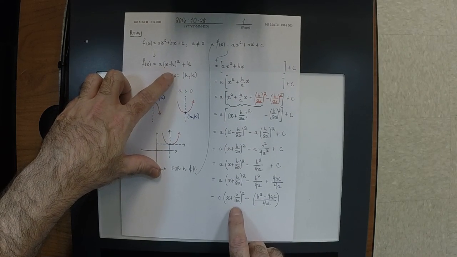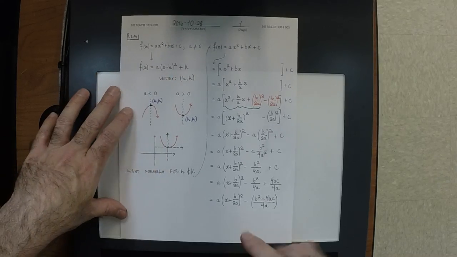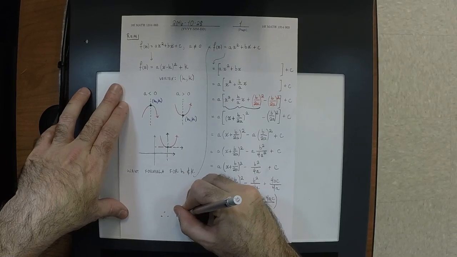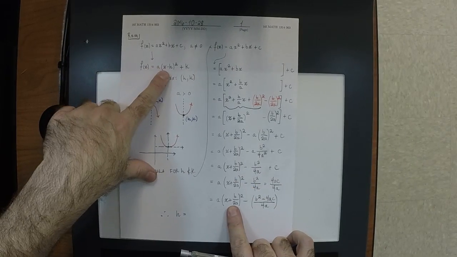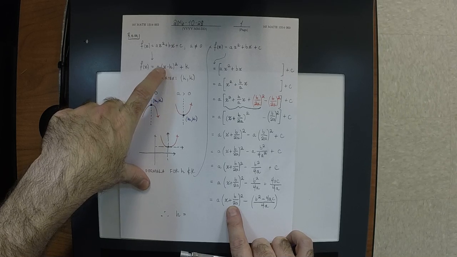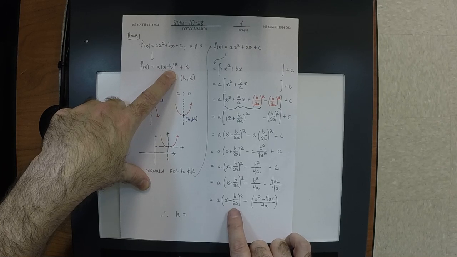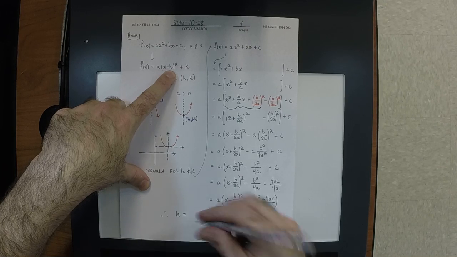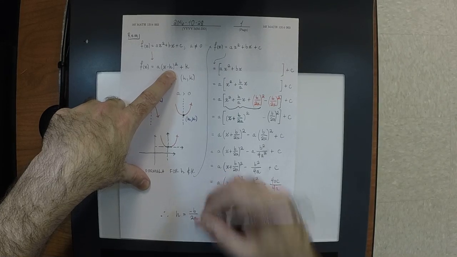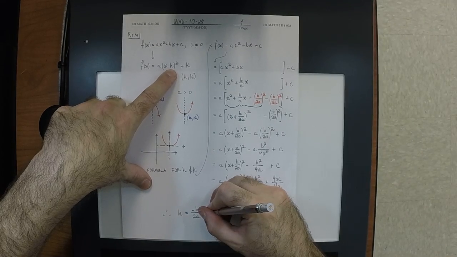Okay, now comparing these two formulas, we now have an explicit formula for h and k. So therefore, we can conclude, what's the formula for h? So it's x minus h. So then what's h? Not quite, almost. Negative b over 2a. H is negative b over 2a. And what's the formula for k?